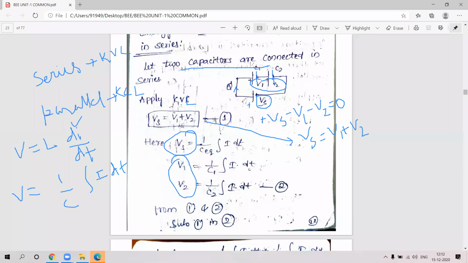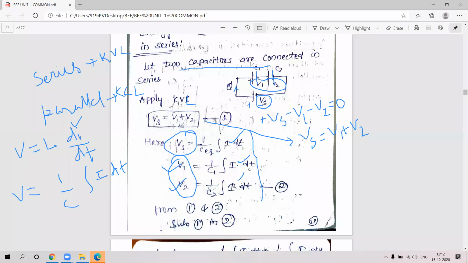Because they are connected in series, the same charge will be accumulating here. That is why it is I in all cases. In series the current is the same, so I am considering I in all cases. But the voltages are different, so I am indicating V1 and V2 likewise. I am writing this first equation, and this together as equation 2.